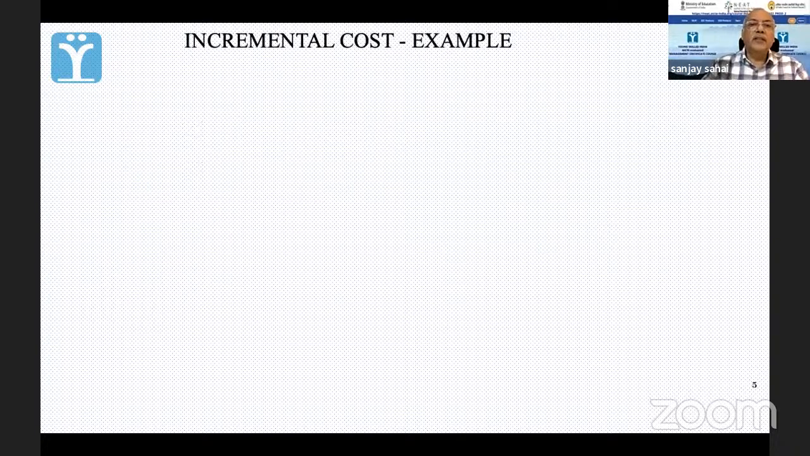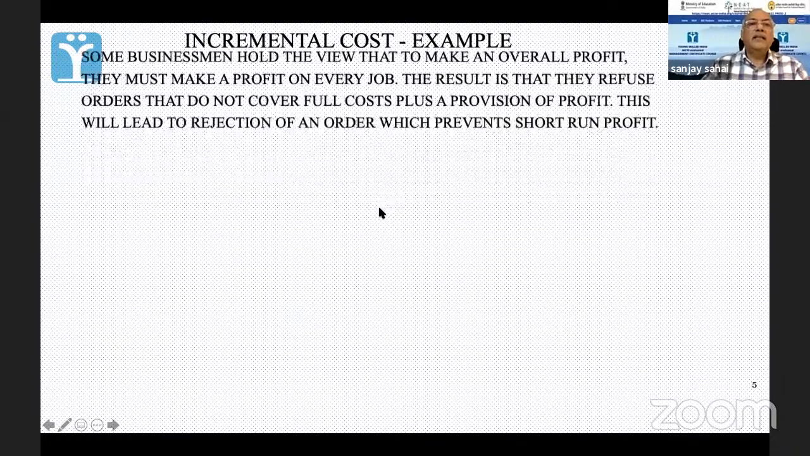Now, to take this further, let's take a simple example. Some businessmen hold the view that to make an overall profit, they must make a profit on every job. The result is that they refuse orders that do not cover full costs, plus a provision of profit. This will lead to a rejection of an order which prevents short-run profit.